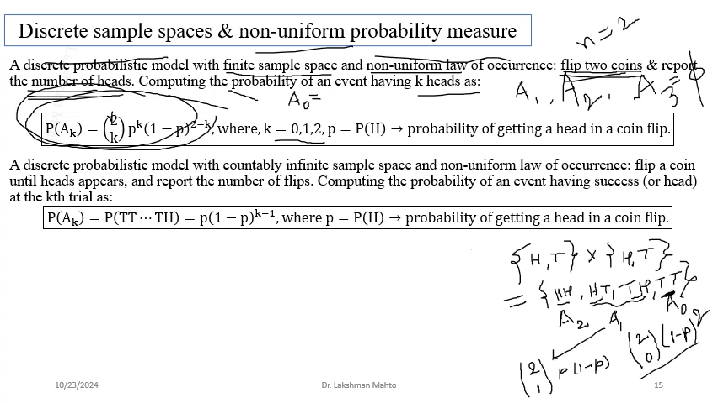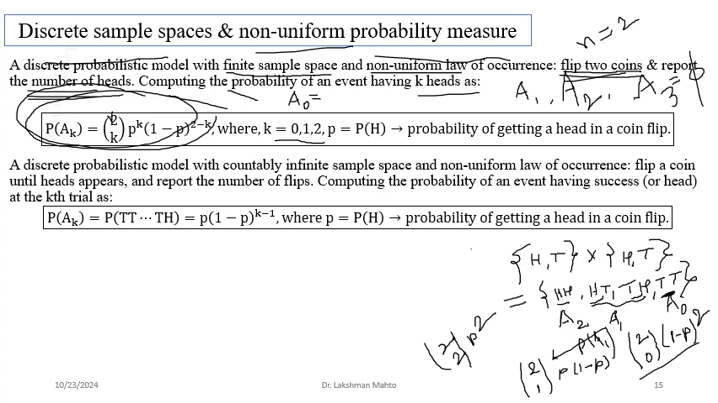Okay, so this is the probability of a1, we have computed. Likewise, the probability of a2 we can compute. So a2 means head head, that means p into p, which is p square. So out of two coin tosses you got two heads, so two choose two, and this is a combinatorial formula. What is the value of this one? Two choose two is equal to one.